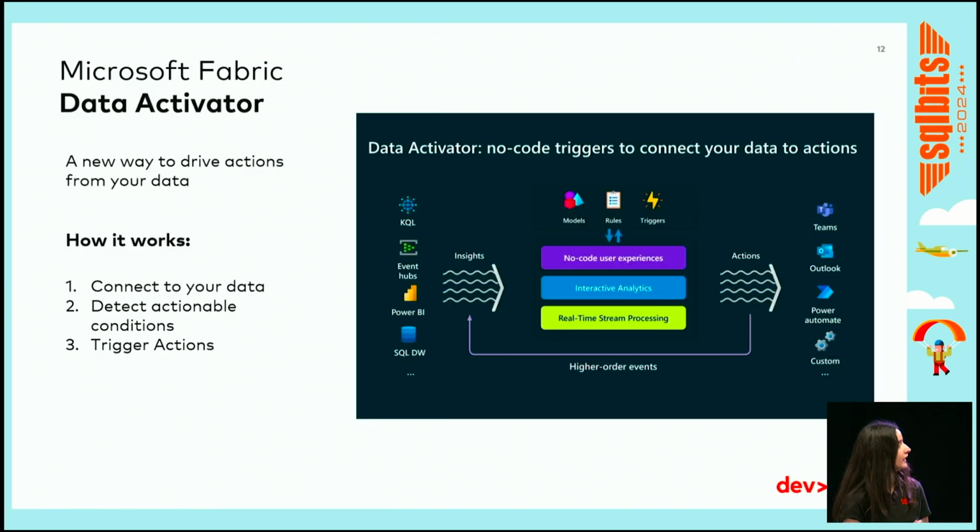So now talking about Data Activator. Data Activator is another piece of Fabric, but we are mentioning it here because it integrates with this real-time analytics experience. It's a new way to drive actions from your data, and basically it provides a no-code experience for the user, so it's really easy to use. There was actually a session just before ours regarding the whole process, but how does it work in a simple way? First, you have to connect to your data. Secondly, you detect some actionable conditions. And third and last, you trigger actions.